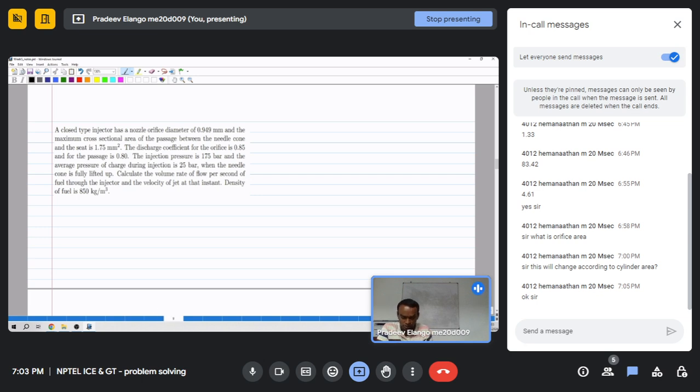So what they have given is there is an injector. Everything together will be injected. We can call this the line pressure, and that is given as 175 bar, and that is given to a seat area, and then it goes to the cylinder.